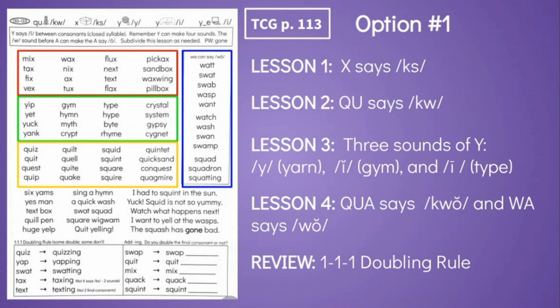Lesson 4, QUA says Qua, and WA says Wa, is in the blue section. And then you have a review of the 1-1-1 doubling rule in the purple section. Now, the 1-1-1 doubling rule is introduced and taught on the previous lesson page. So this part can be done as a review activity only if you have explicitly taught it. Note that the words incorporate all of the skills from this page. So this section should be used after students have been taught all of the skills on the page first.